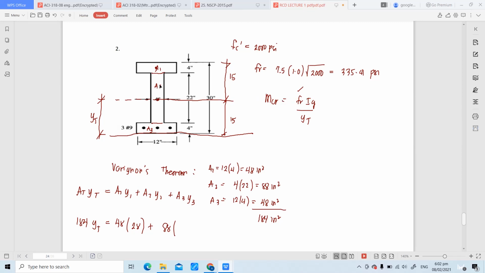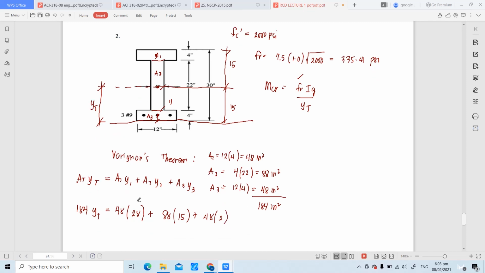So, yung centroid location ng A2 ay kalahati ng height, kalahati ng 22. So, from this point to this point ay 11. So, mula dito papunta doon, yun ay a total of 15, 11 plus 4. Plus A3, yun ay 48, multiplied by y3, yung distance ng location ng centroid na A3 papuntang axis of consideration. And as you can see here, kalahati ni height na 4, which is 2. So, solving for y of t, dapat 15 inches lang din daw yan.